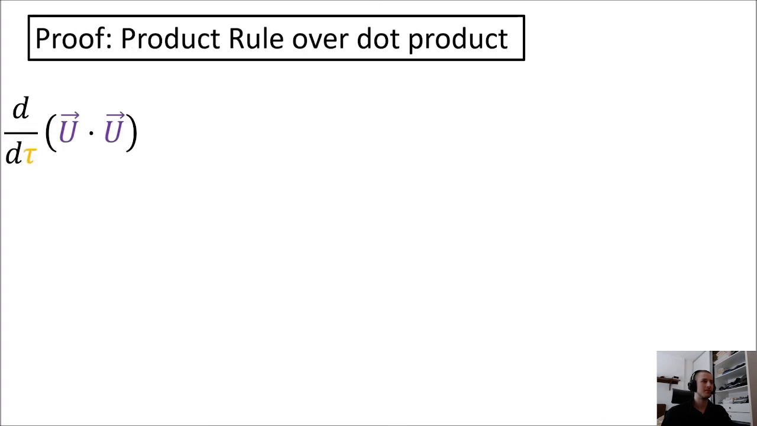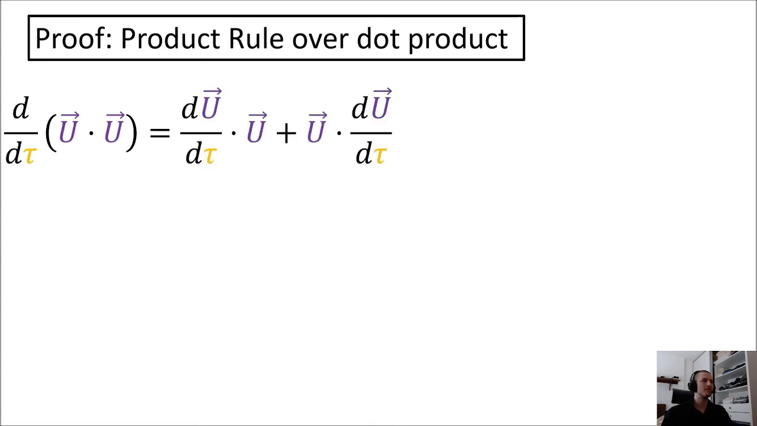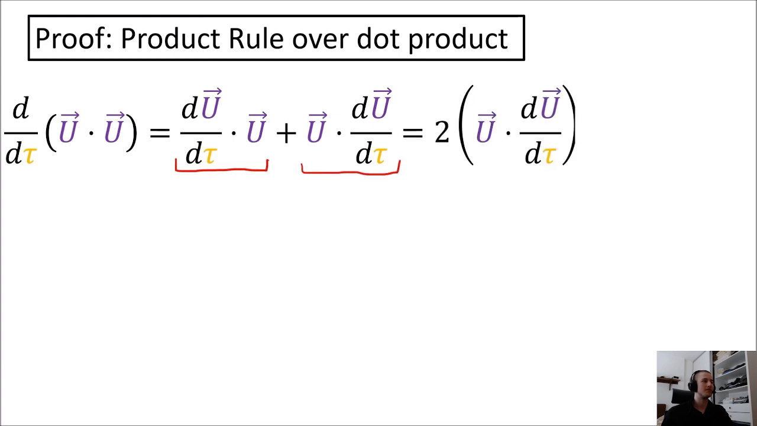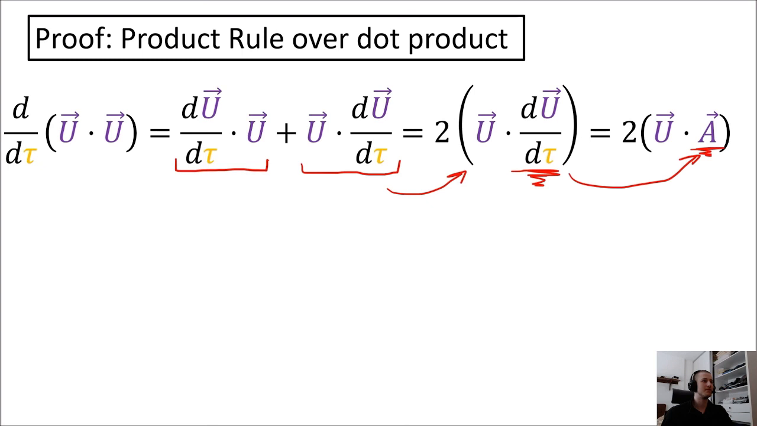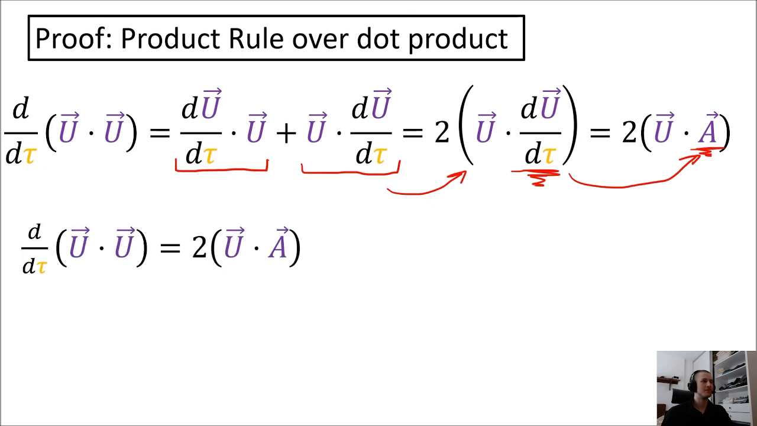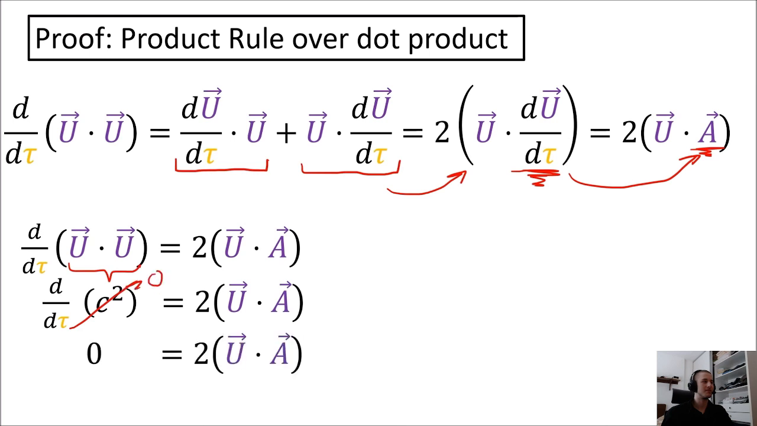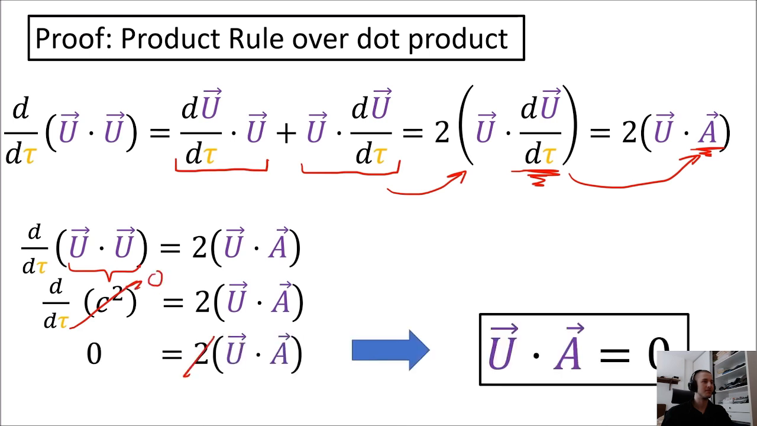We just take the derivative of u dot u and use product rule over the dot product. Since the order of the dot product inputs doesn't matter, this is just 2 of the same term added together. The derivative of 4 velocity with respect to proper time, du by d tau, is just the 4 acceleration vector a. Now, we know that u dot u is always c squared, which is constant, so its derivative is 0. And dividing both sides by 2, we see that u dot a equals 0 always.